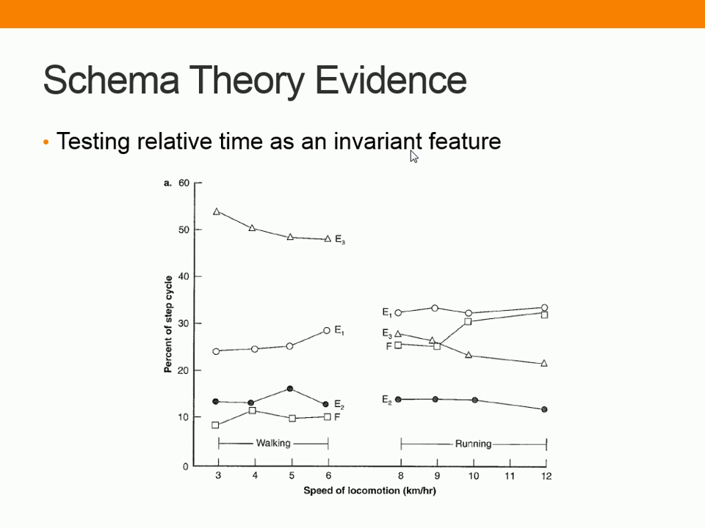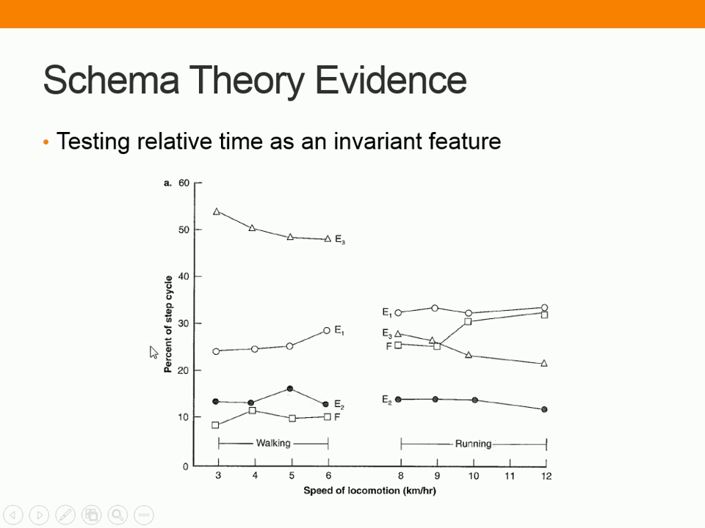So what this graph is showing us is there's a separate line here that represents 4 different phases of walking and 4 different phases of running. So E1, E2, and E3 are all 3 extension phases, and F is the flexion phase of walking. Same thing over here with running. We have 4 points on each of these sides because they had people move at 4 different speeds. So walking at 3, 4, 5, and 6 miles per hour, running at 8, 9, 10, and 12 miles per hour.